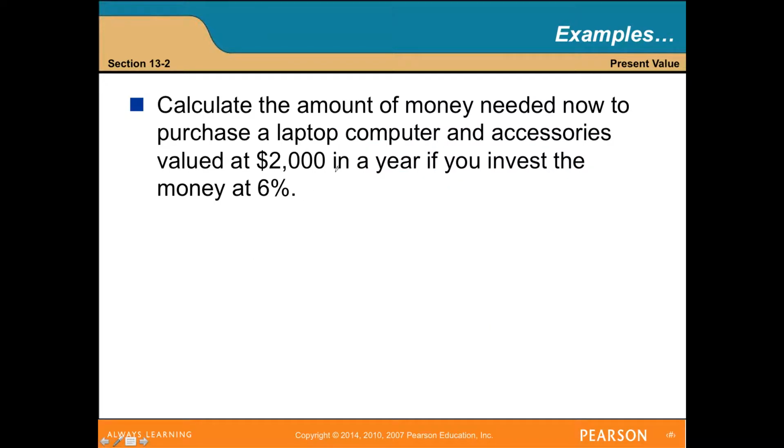Some more examples. Calculate the amount of money needed now to purchase a laptop computer and accessories valued at $2,000 in a year if you invest the money at 6%. And that comes to $1,886.79. Now, whenever you see "invest the money at 6%," this is a very broad term. It's not like you're going to walk into a bank and say, I want to have $2,000 at the end of a desired period at a rate of 6%. So then you put in this amount of money and then you get this after a year.